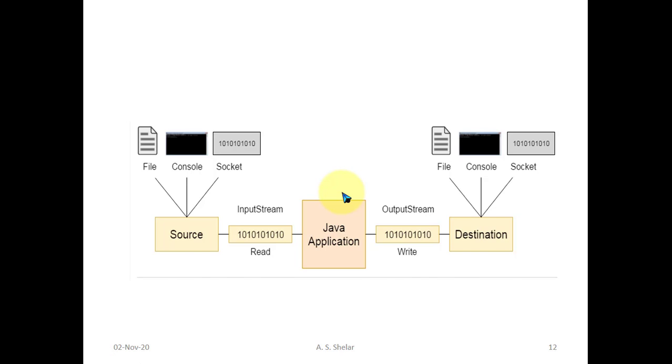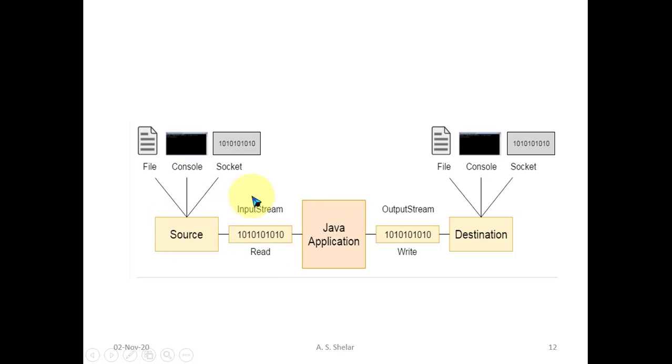Look at this diagram. This is your source, here is your program, the Java application, and this is your destination. If data is coming from the source, it is an input stream, in the sequence of bytes, 101010. It is a read operation, correct? So you are reading data, and the source may be a file, console, or socket. From the file you can read data, from the console also, and from the socket also, and that data is coming into the program. That's why this comes under input stream.